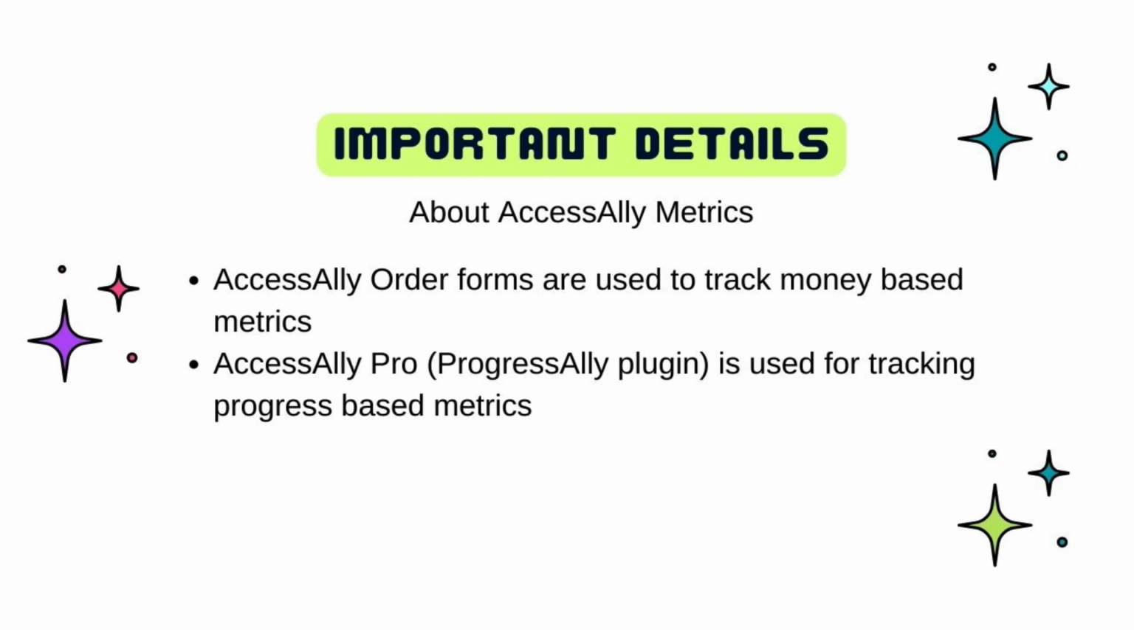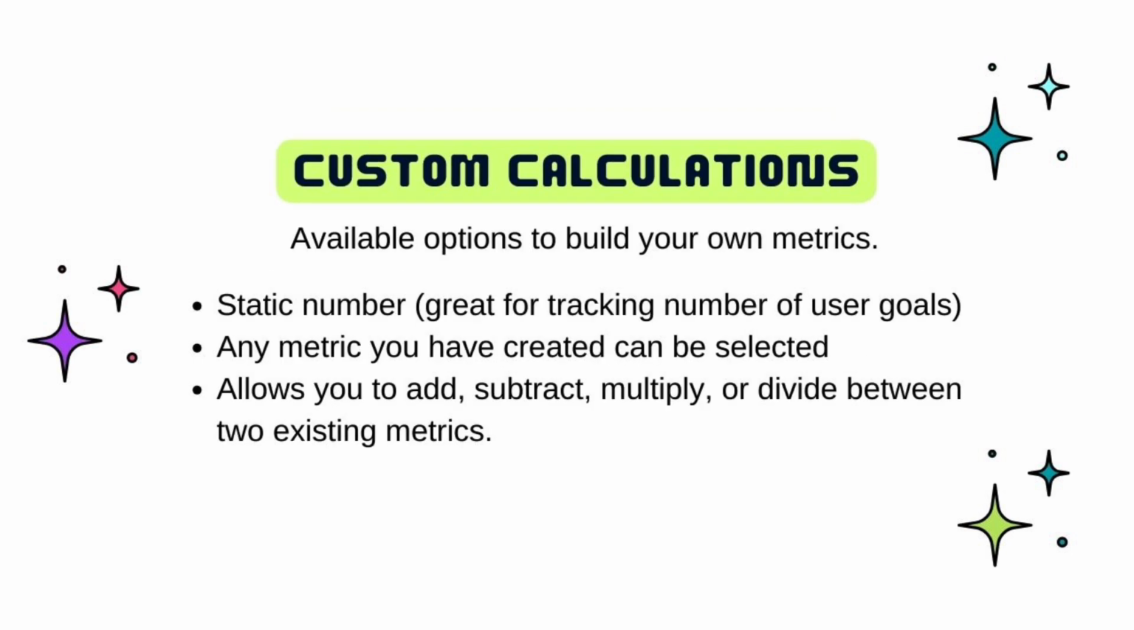AccessAlly order forms are used to track the money-based metrics that appear inside your metrics panel in AccessAlly. If you're using AccessAlly Pro or you have the Progress Ally plugin installed on your site, that is what is used for tracking any progress-based metrics that you might see inside your metrics options in AccessAlly.